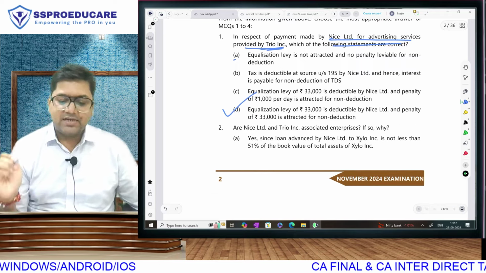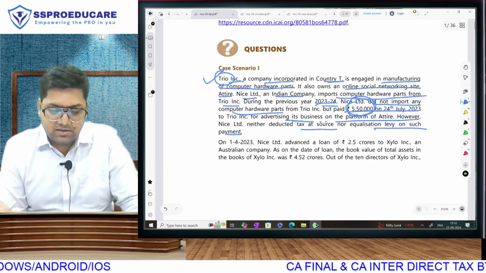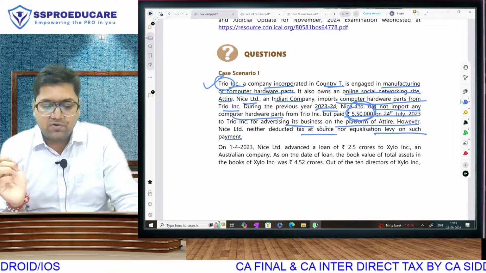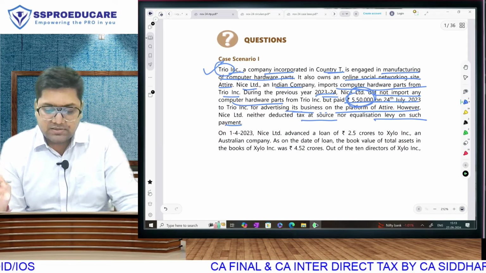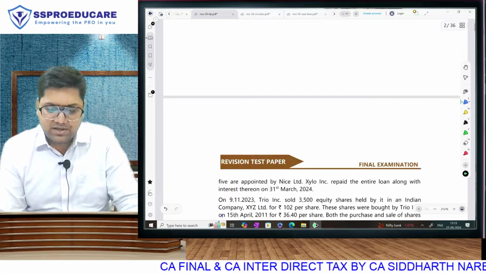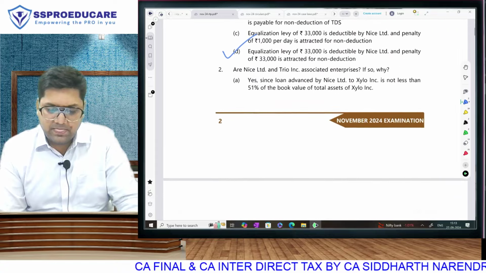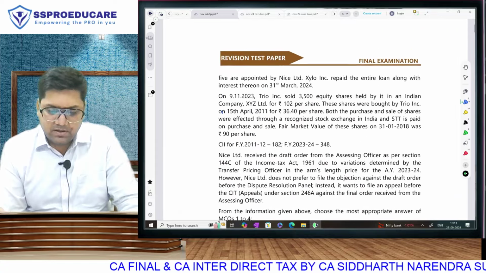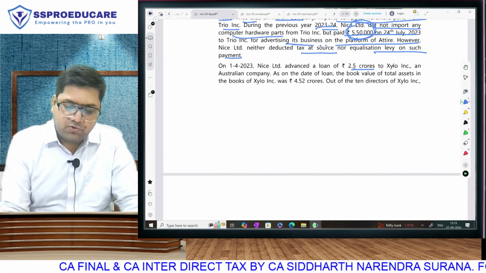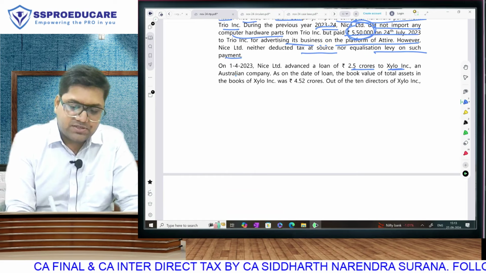Second, are Nice and Trio associated enterprises? If so, why? So we come and check our second paragraph. Nice and Trio right now are doing only business transaction. I strongly believe there may possibly be some mistake here. Nice Limited advanced a loan of 2.5 crore to Xylo Incorporation, an Australian company.